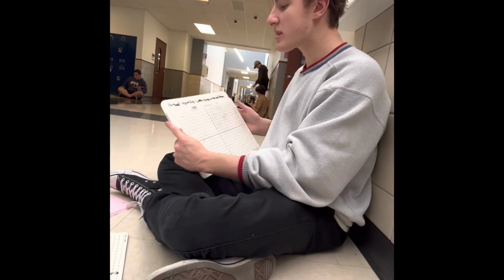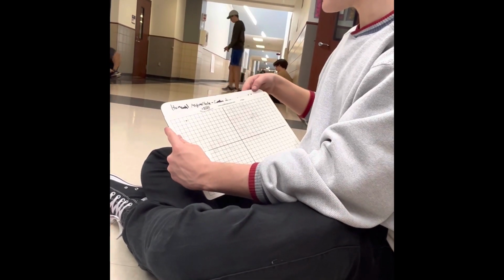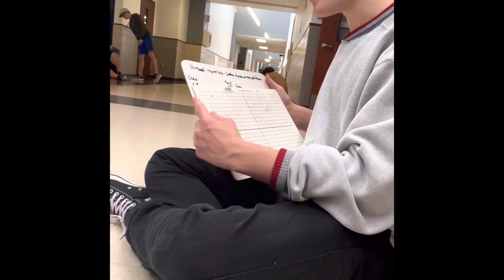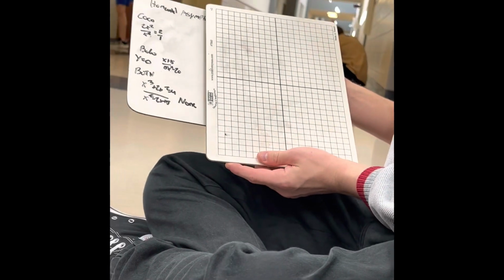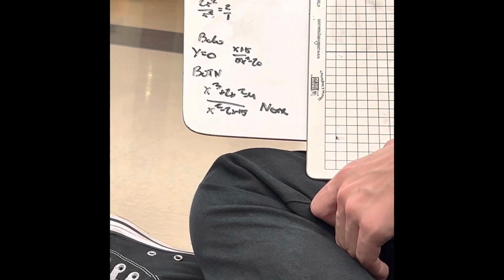Ready? Next, we need to find the horizontal asymptote. And to do that, we must compare the degrees of the numerator and the denominator. There's three ways to find this. The first is where the degrees are the same, and this one's 2 over 1, which means y would equal 2.